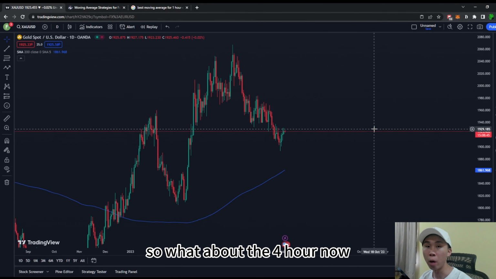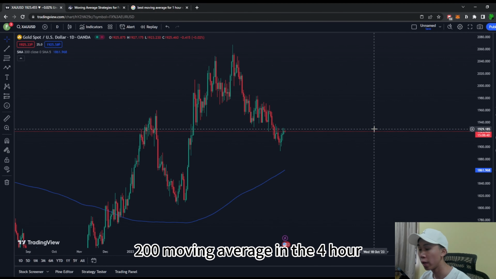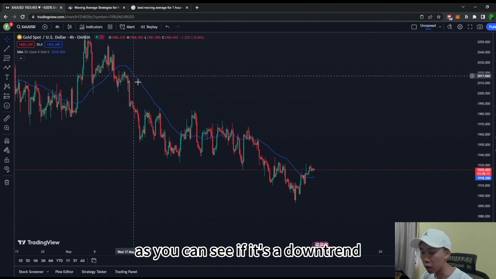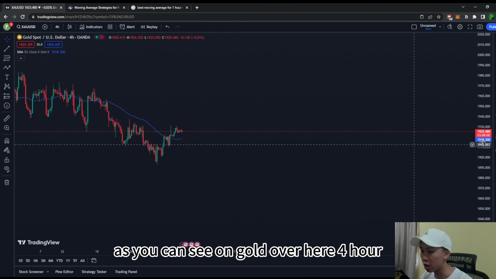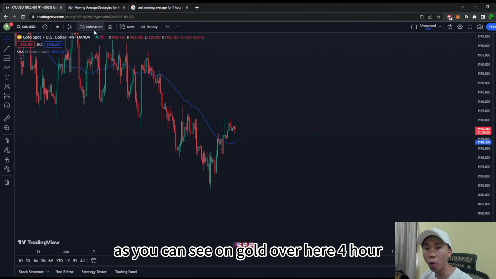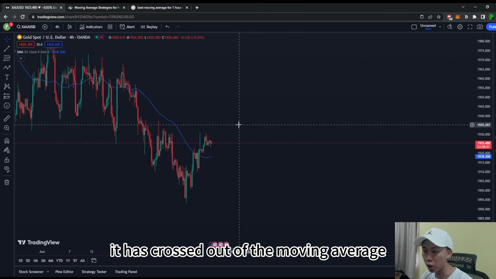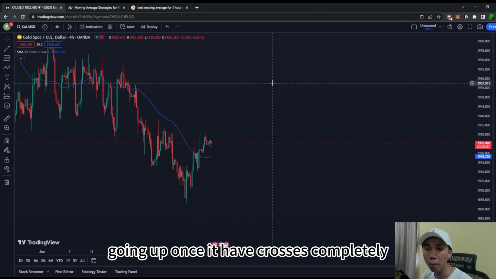So what about the 4 hour? Now, I will not recommend using the 200 moving average in the 4 hour. It respects the 50 moving average very well. As you can see, if it's a downtrend, price will remain below the 50 moving average. As you can see on gold over here, 4 hour, it has crossed out of the moving average. So it means that there could be a short-term uptrend going up once it has crossed completely.